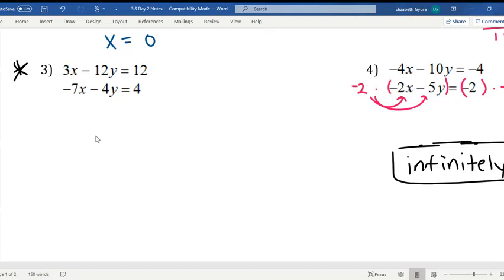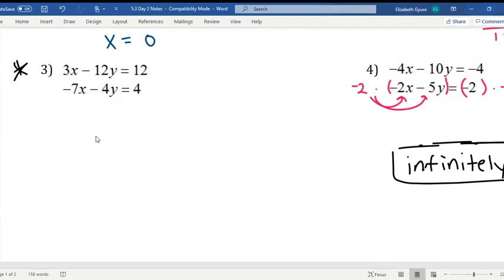All right, I know we're probably not all the way through it, but I don't want you guys to sit in silence for too long and fall asleep. So for number 3, we have 3x minus 12y equals 12, and negative 7x minus 4y equals 4. Who figured out what you need to multiply the bottom equation by? What do you think, Annalise? Okay, so 3. So 3 would turn the 4y into a what? A 12y.